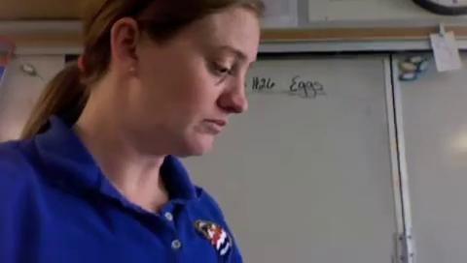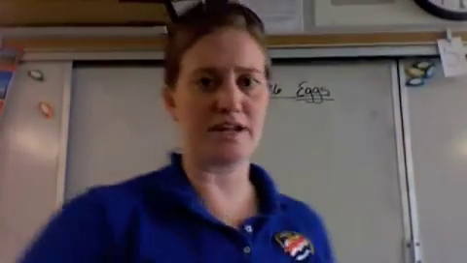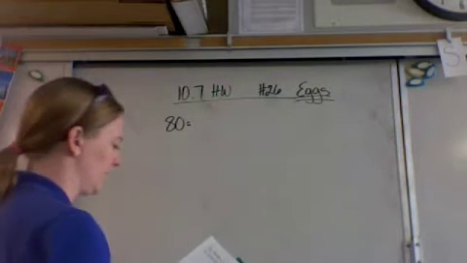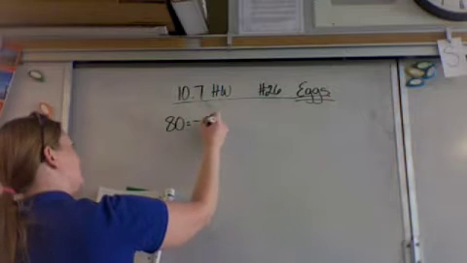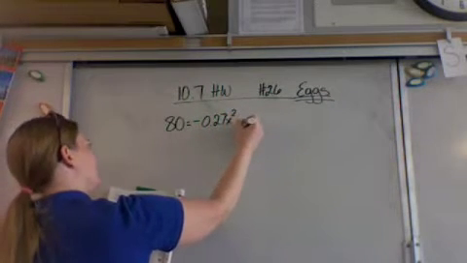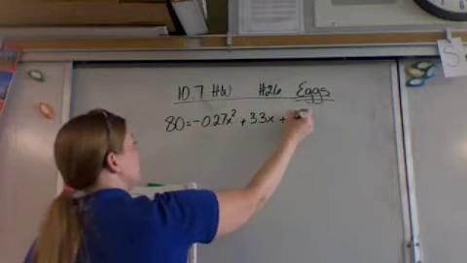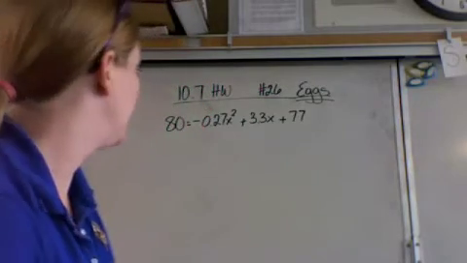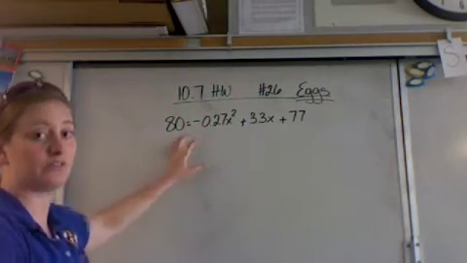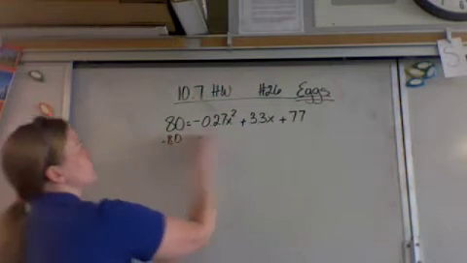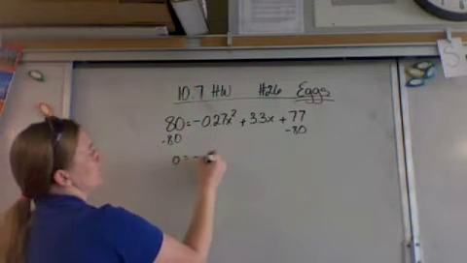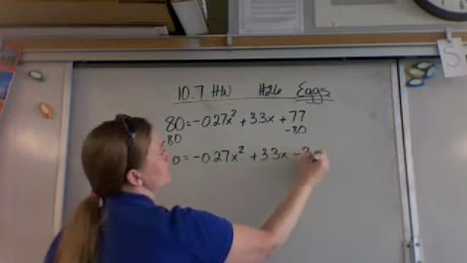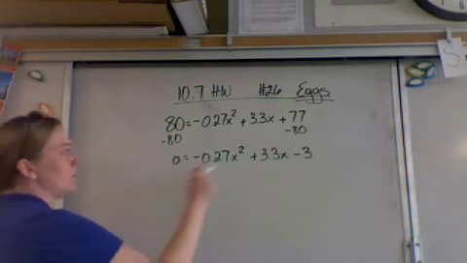So let's start with A. We need to write an equation where 80 billion eggs were produced. So we'll start with 80 as our y value, and then I'm going to use the rest of the formula, which is negative 0.27x squared plus 3.3x plus 77. Of course we're going to solve this using the quadratic formula as well. In order for us to know what A, B, and C are, we need to set it equal to 0, so we're going to subtract 80 on both sides. We end up with 0 equals negative 0.27x squared plus 3.3x minus 3. Now we know what A, B, and C are.